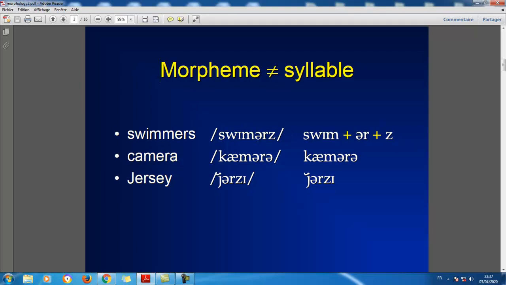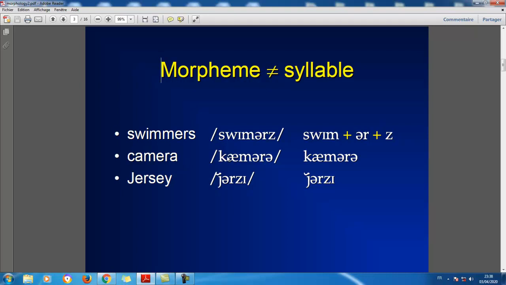Now, the word camera. Look at the number of syllables. It contains one, two, three. So it's polysyllabic. But how many morphemes here? Can we divide this word further into different morphemes? Of course not. It constitutes only one unit, one morpheme. So it's a monomorphemic word. By monomorphemic, it means it contains one morpheme.